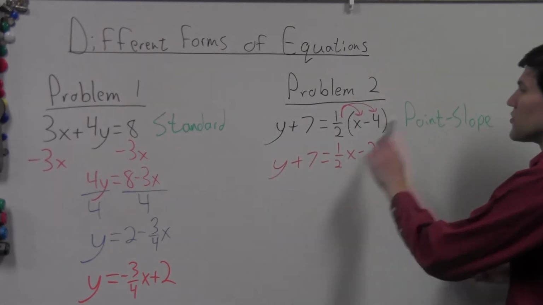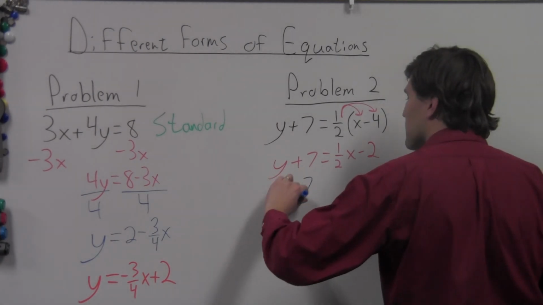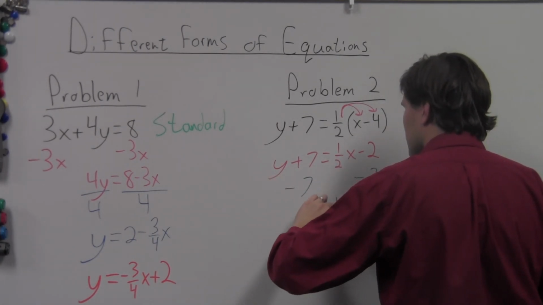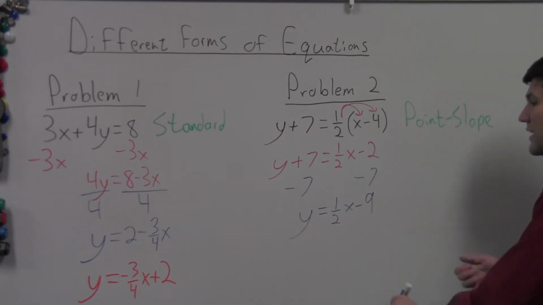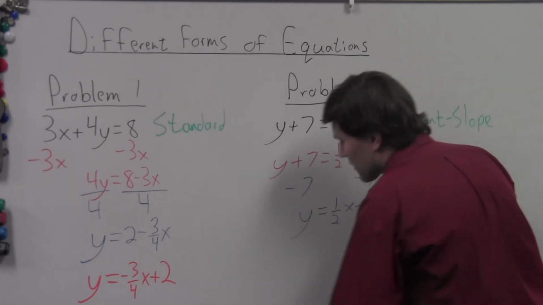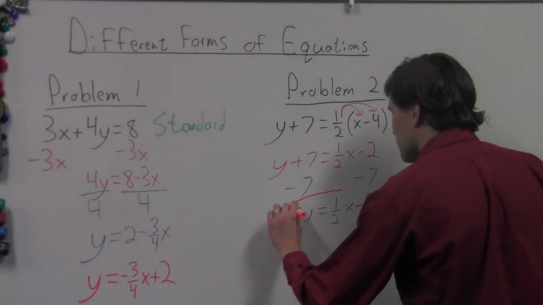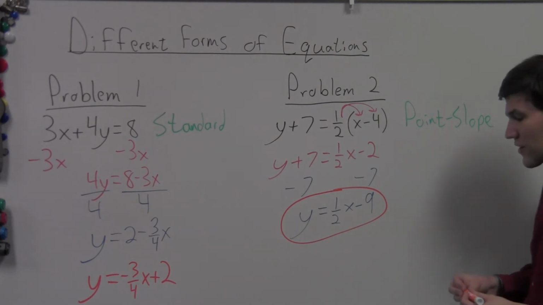Now that we have used the distributive property, we need to subtract 7 from both sides. So we have y equals 1/2 x minus 9. We verify that this is slope-intercept form. And that is our final answer.